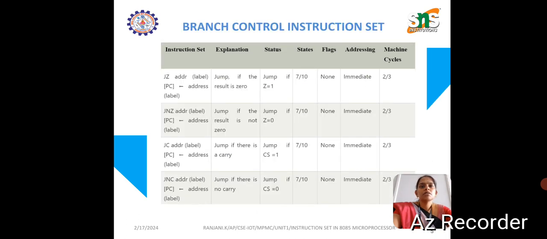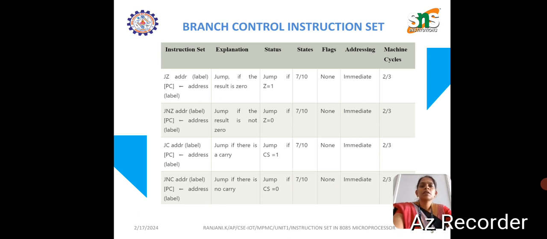Next, let us see the branch control instruction set mnemonics, where JZ is a mnemonic. It represents jump if the result is 0. If the result is not 0, the loop will keep on executing. Next is your JNZ. It means jump if the result is not 0. Until it is 0, the loop will keep getting executed.